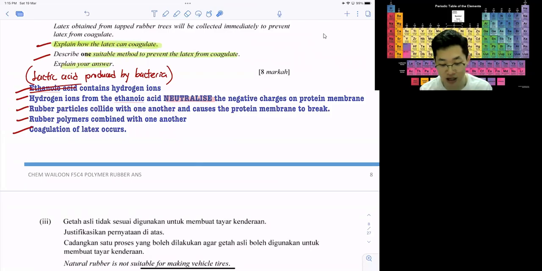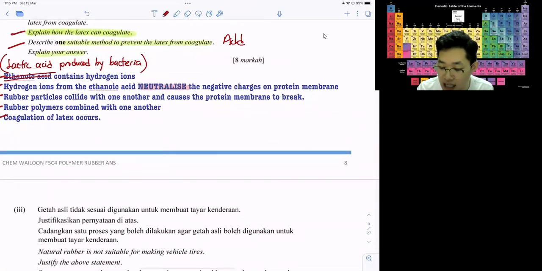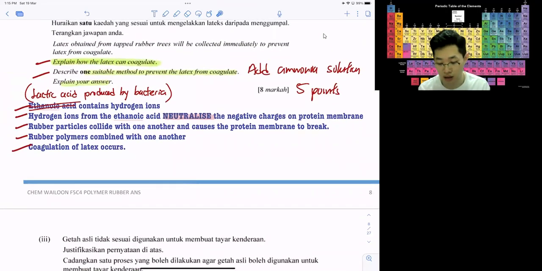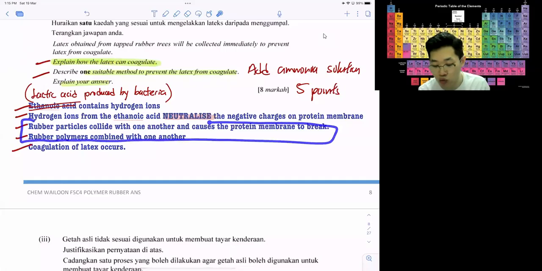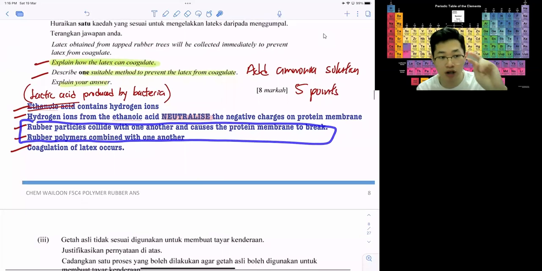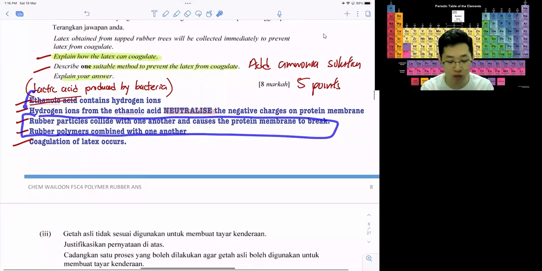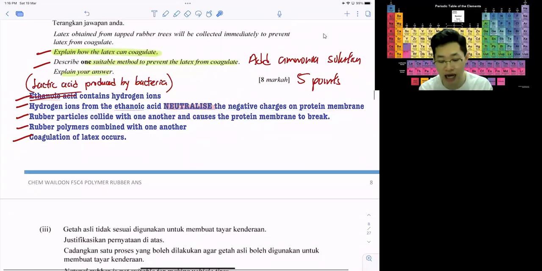Okay. Then another method to prevent coagulation of latex. Describe, one mark. That means you have to add ammonia solution. So the method is adding ammonia solution. And then the 5 points. I know it's only 8 marks, but we just throw everything in. If it's 8 marks, they also want to see the same points, but they will combine points 3 and 4 as 1 point, and points 1 and 2 as 1 point. They still want to see the hydrogen ion, but the marks given are fewer.